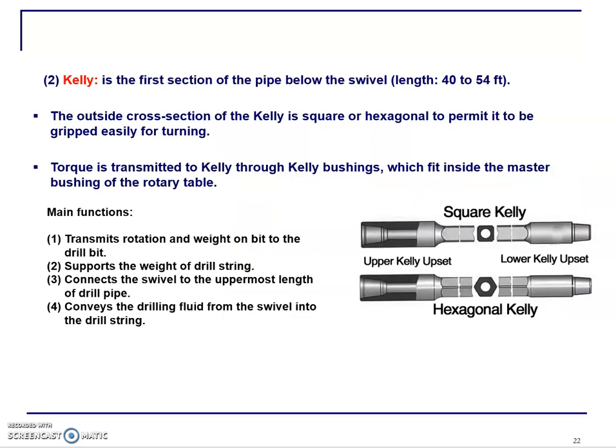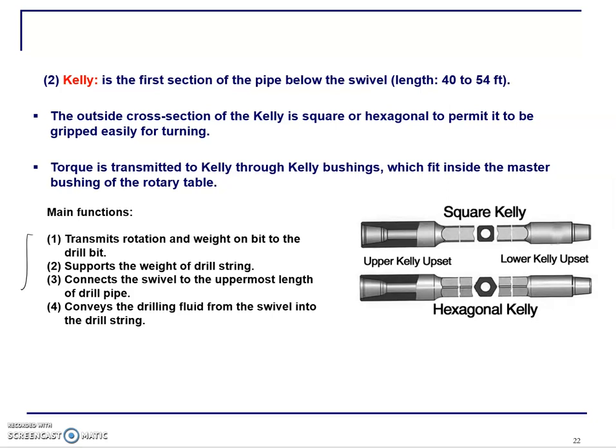The next part is Kelly. After the swivel we have Kelly. It's usually 40 to 54 feet in length, and the cross section of the Kelly is either square or hexagonal, and it is attached to the Kelly bushing, and Kelly bushing fits into the rotary table. So once the rotary table rotates, it rotates the Kelly, and then the Kelly rotates the drill string system, as I discussed.